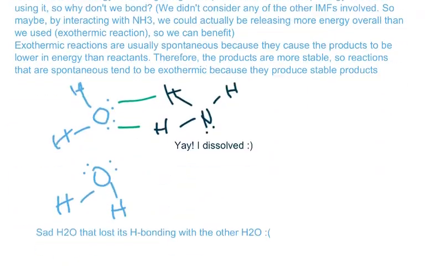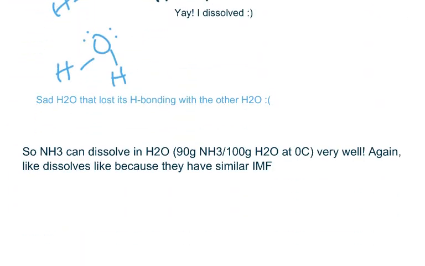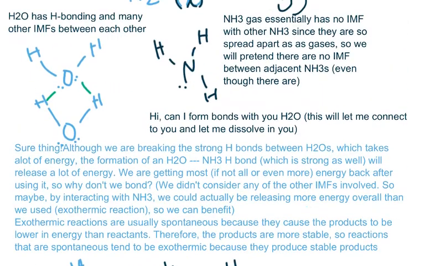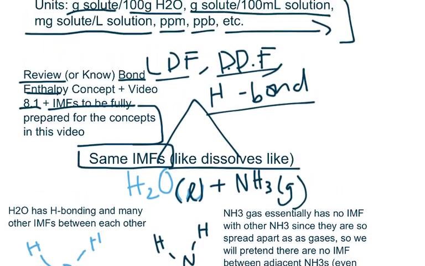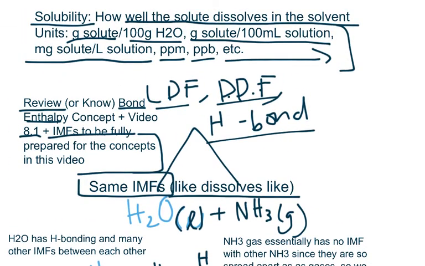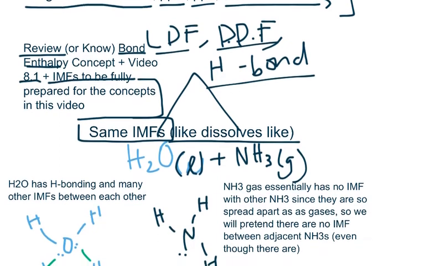And before we continue, you can see that the solubility in water for NH3 is 90 grams of NH3 per 100 grams of water at 0 degrees Celsius. Now that is a lot, and that just shows how NH3 is highly soluble in water. Now, why is this so?